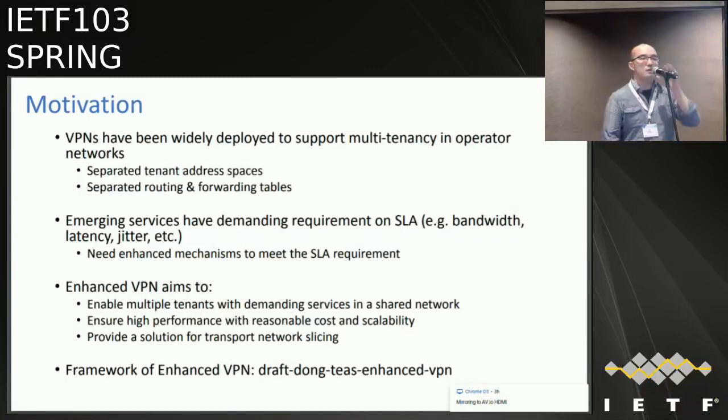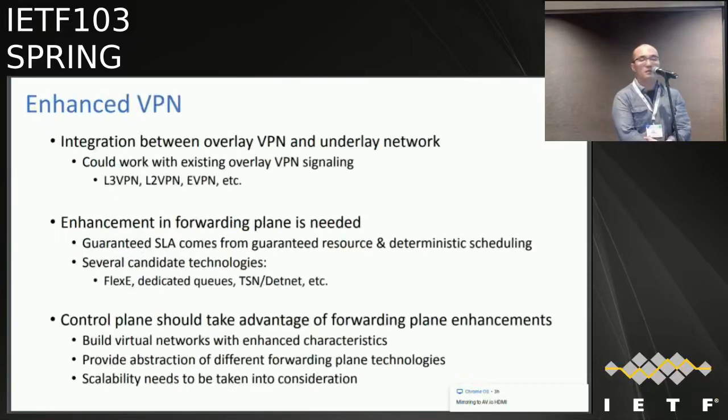So the enhanced VPN actually requires more integration between the overlay VPN and the underlay network. So we think it could work with existing overlay VPN signalings, layer 3 VPN, layer 2 VPN, EVPN, etc. For the enhancement, the foundation is we need the enhancement in the forwarding plane, because the guaranteed SLA comes from the guaranteed resource or deterministic scheduling in the forwarding plane. Currently, we have several candidate technologies like listed here. We will not go to the details.